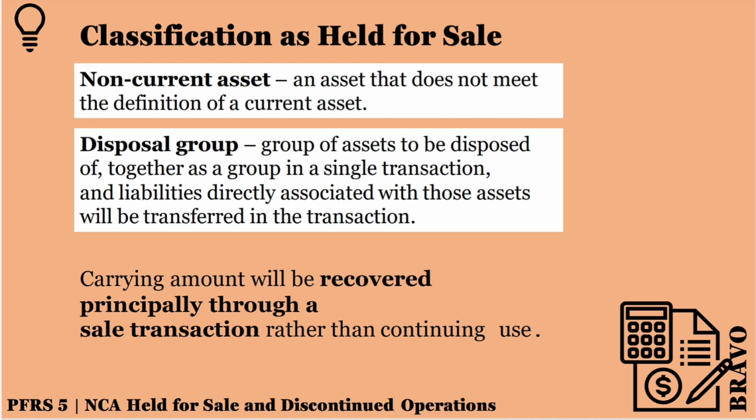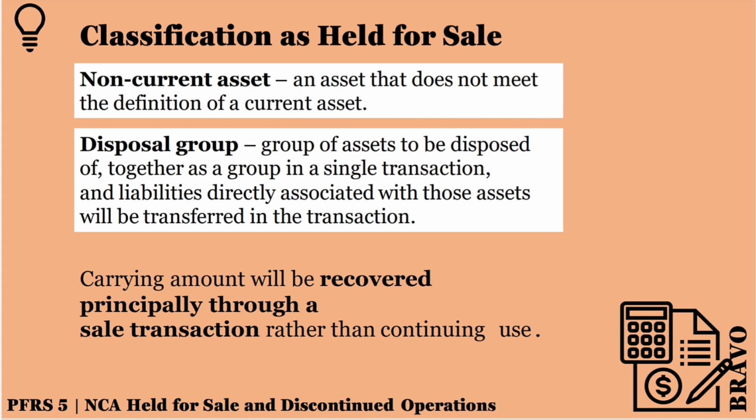Classification as held for sale. Non-current asset. It is defined as an asset that does not meet the definition of a current asset, but it doesn't mean that all non-current assets may be classified as held for sale. In this topic, we are just focusing on non-current assets within the scope of PFRS 5. It includes PPE, investment property measured under the cost model, investment in associate, subsidiary or joint venture, and intangible assets.